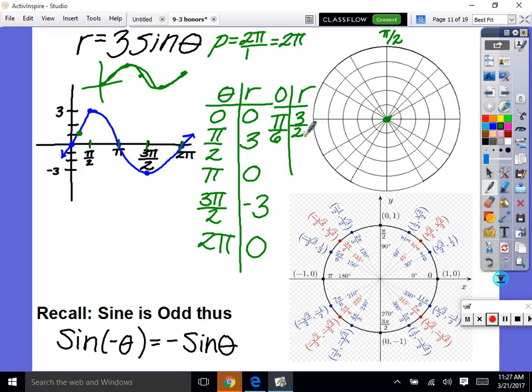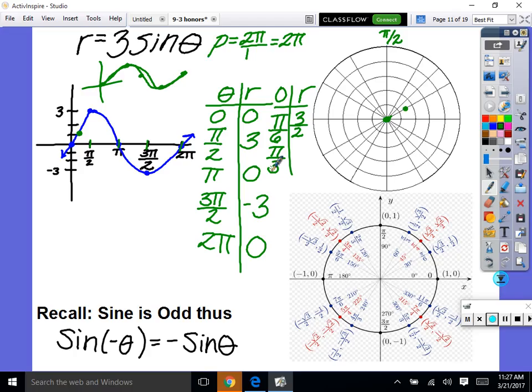So let's go up to pi over 6 and go out a radius of 1.5. Wouldn't that put me there? That's a better graph, being more accurate. Does that make sense? Now we could do another point, maybe pi thirds for kicks and giggles. So let's do pi thirds as well.